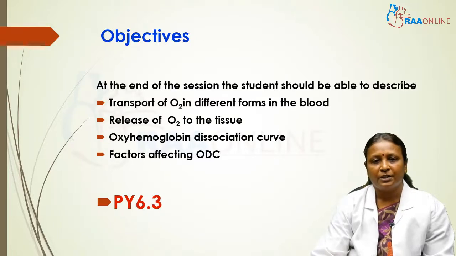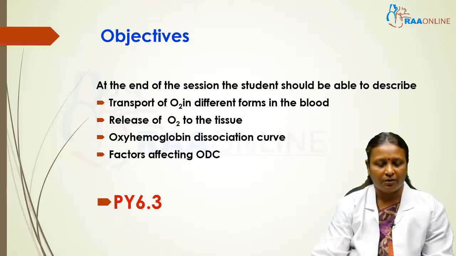The objectives of the session: at the end of the session, the student should be able to describe the transport of oxygen in different forms in blood, release of oxygen to the tissue, oxygen hemoglobin dissociation curve and the factors affecting oxygen dissociation curve. This comes under the physiology competency 6.3.